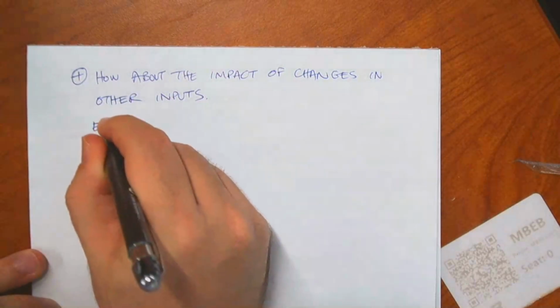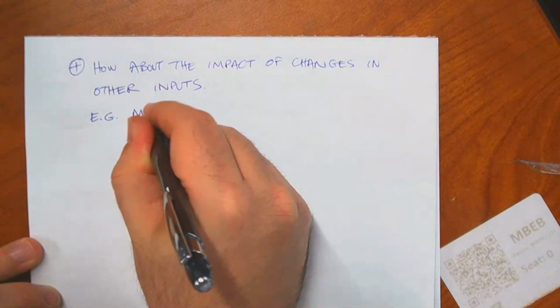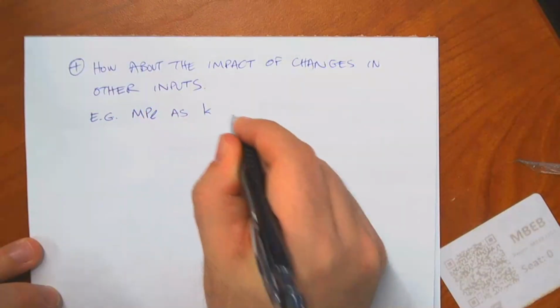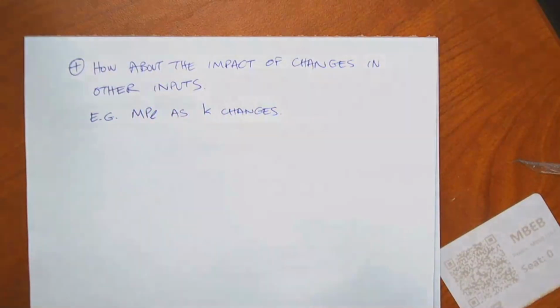I'm going to say, for example, the marginal product of labor as K changes. Again, what do we consider a marginal change? For labor, it's easy: one additional labor hour. You hire one worker to work for another hour. A distinct, small enough chunk.